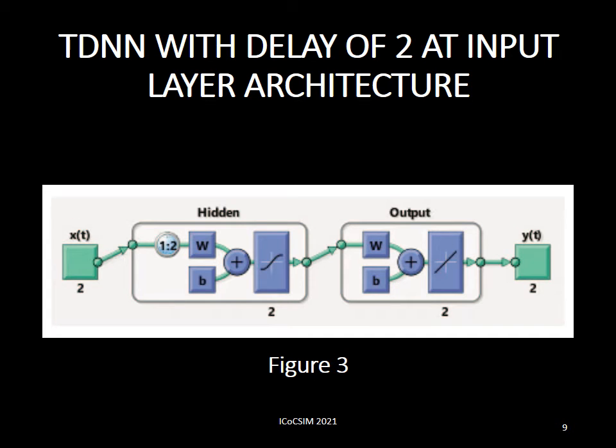Figure 3 shows the architecture of TDNN with a delay of 2 at the input layer. TDNN is one example of a biological technique, which is a prediction algorithm based on an artificial neural network with time delay. Tracking can only be achieved if the state of the transition matrix used in the filter is very similar to the movement of the target.